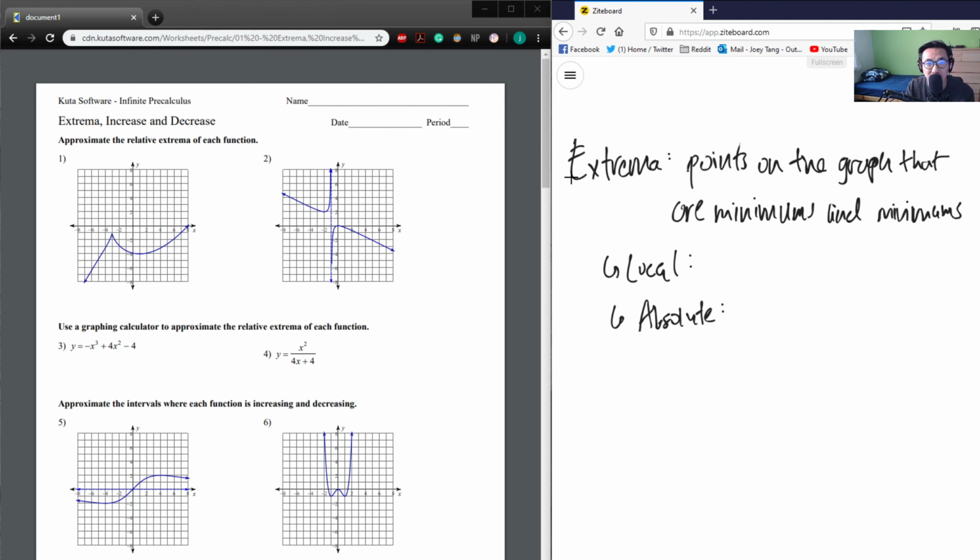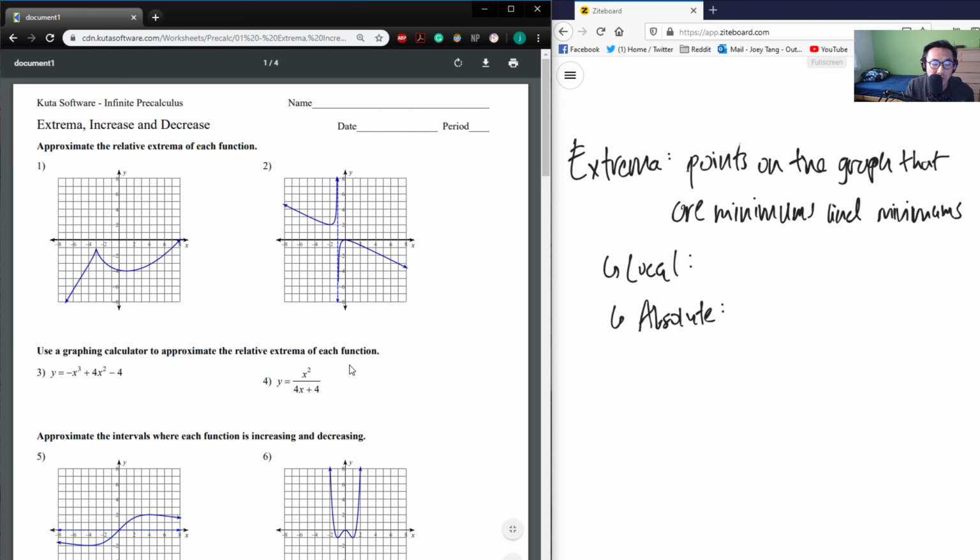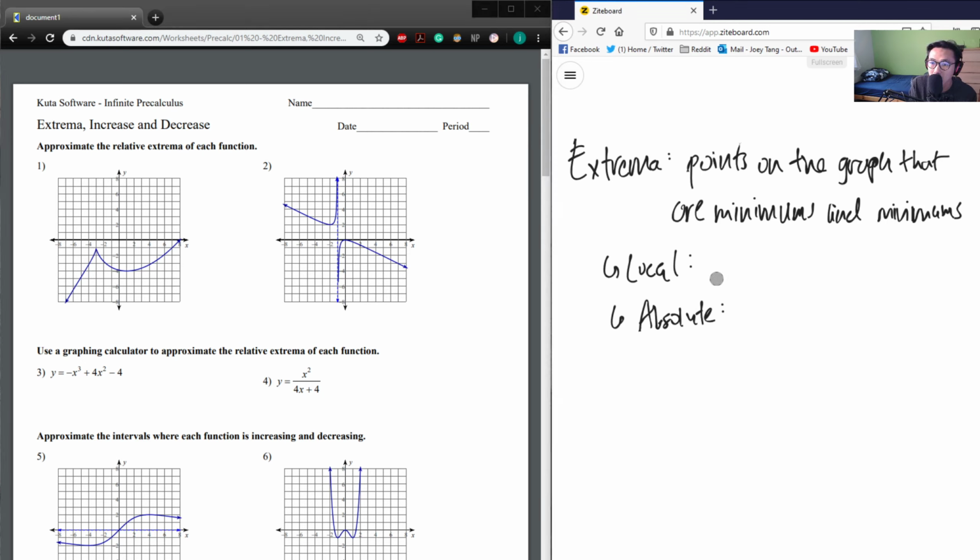It's much easier to see this with an example when we look at a graph. So I'm going to use question one as an example. When we talk about approximating the relative extrema of each function, a local maximum, for example, is also called a relative maximum. You can use another word such as relative. In Canada we use local, but you can use relative as well. So I'm going to erase this and put relative here.